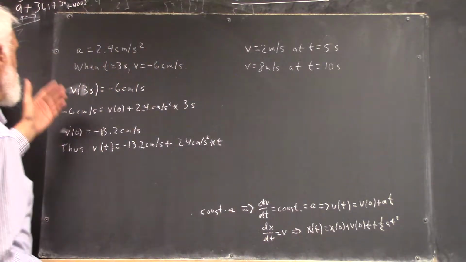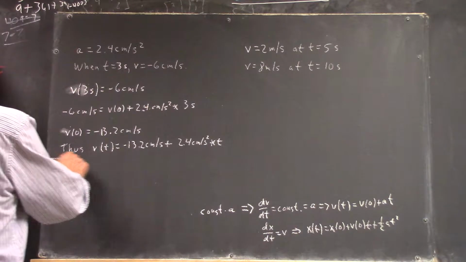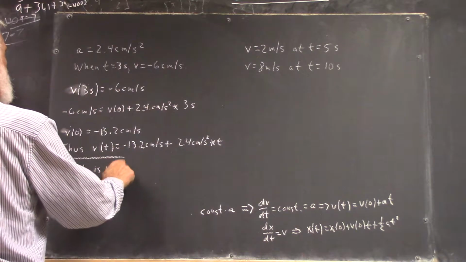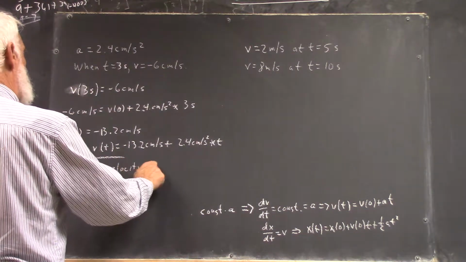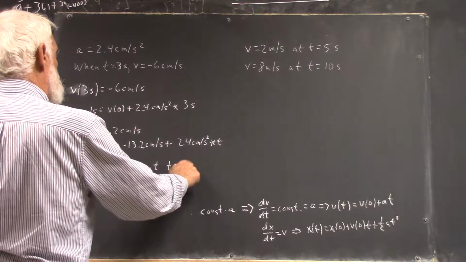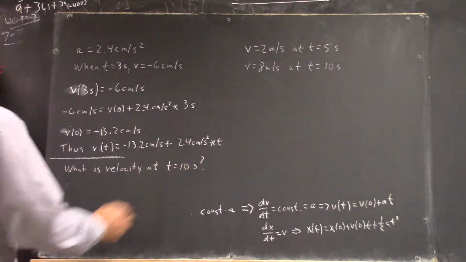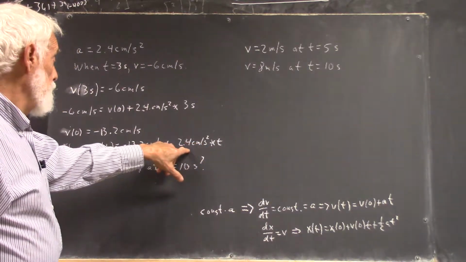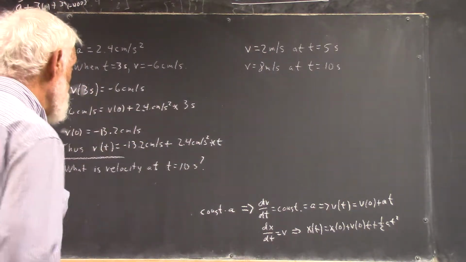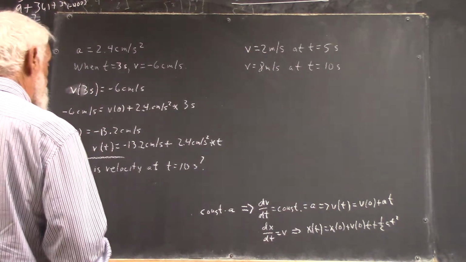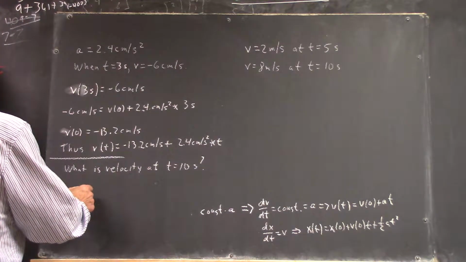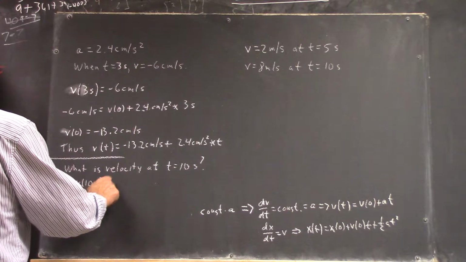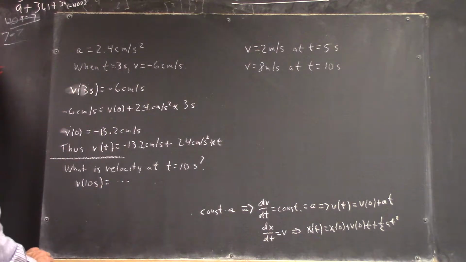If the problem then asks, what's the velocity at t equals 10 seconds, you can answer it. You've got your function here, you just plug in 10 seconds. That's v of 10 seconds. That's going to be 10.8 centimeters per second, I believe. Okay? So, you just evaluate v of 10 seconds.